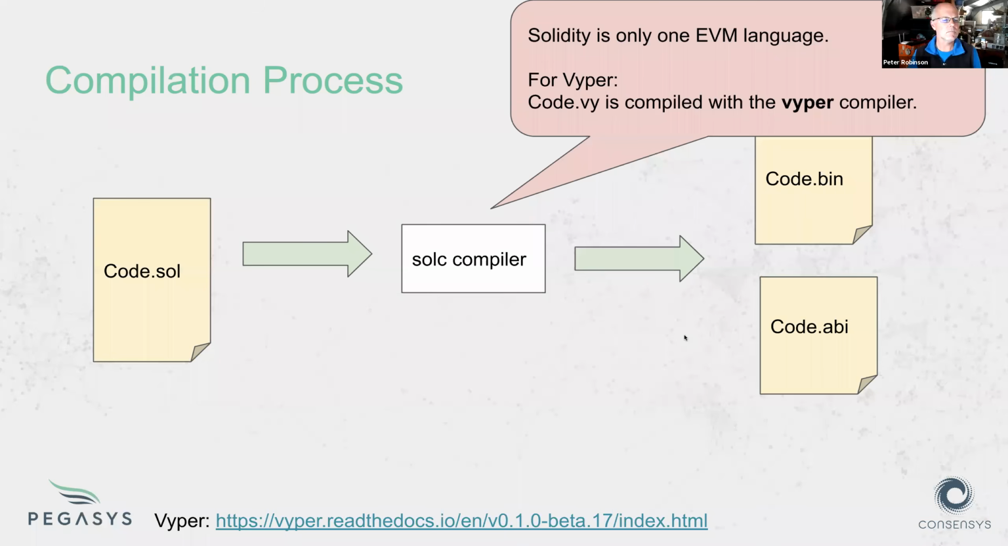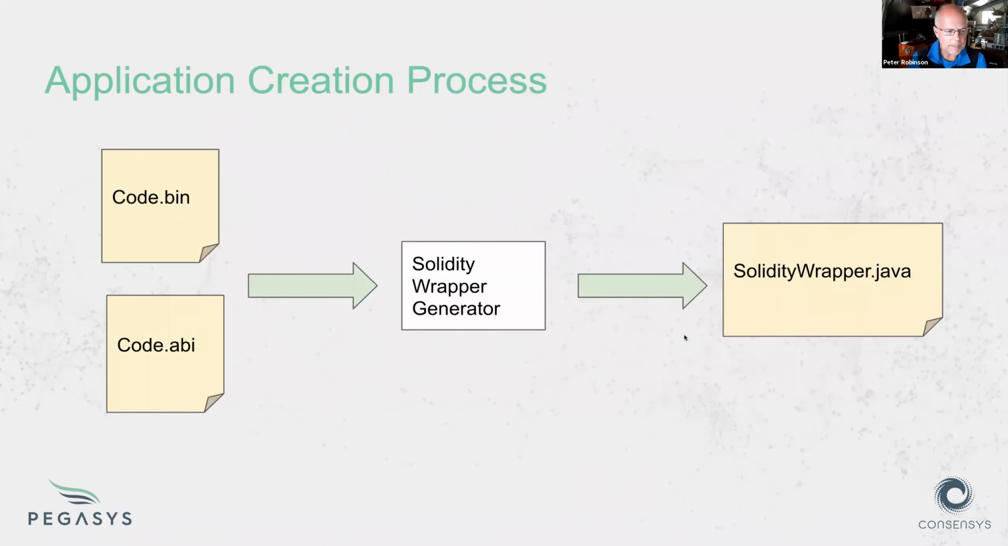So once you've got that binary file and the ABI, you then put it into some sort of Solidity wrapper generator, and that'll generate, say, a Java wrapper, which essentially is an interface that you can call from your Java code to call the Solidity code inside of the Ethereum node. If you were using JavaScript, obviously you end up with a JS file, or maybe you can just use the library to interact directly.